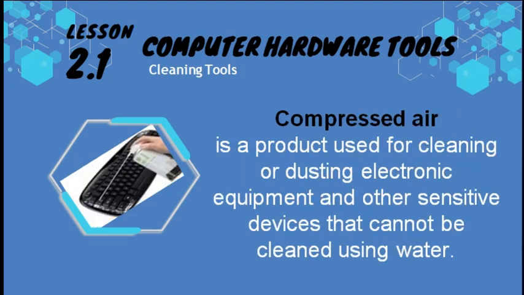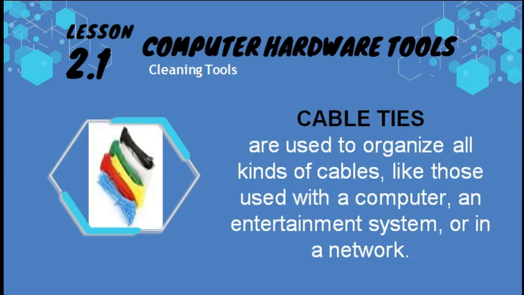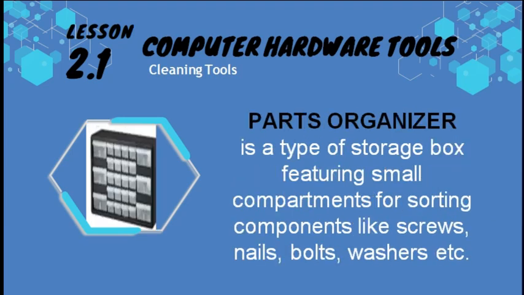Compressed air is a product used for cleaning or dusting electronic equipment and other sensitive devices that cannot be cleaned using water. Cable ties are used to organize all kinds of cables like those used with the computer and entertainment system or in a network. Parts organizer is a type of storage box featuring small compartments for sorting components like screws, nails, bolts, washers, etc.